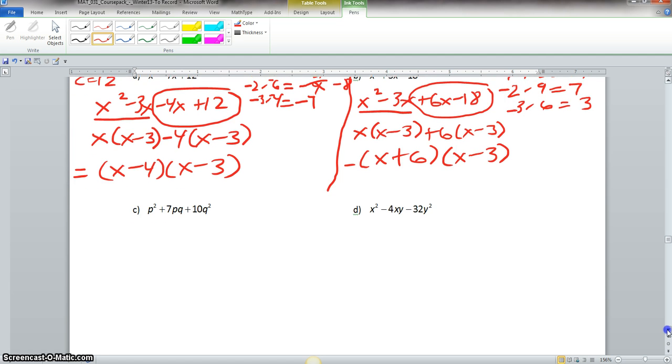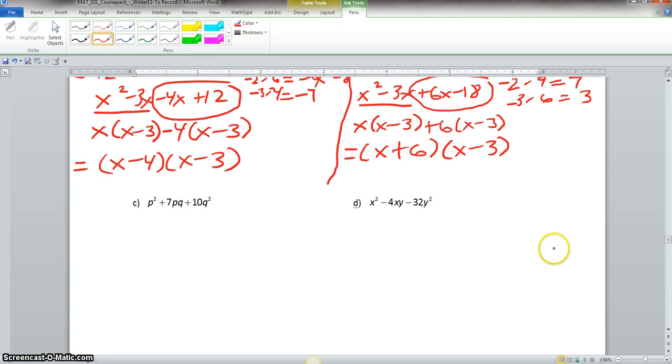Okay, now we go down here to C. Now, if you notice here, we have two different variables instead of just having one variable throughout the problem. But we still would do this first. We would do it alphabetically. P would be by itself squared. Then you would put P with Q, and then Q squared by itself. This is the proper order it's supposed to be in.